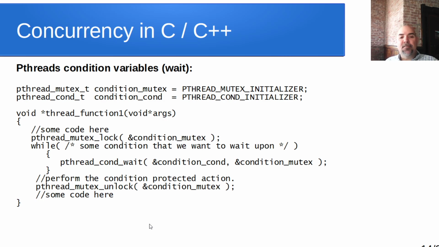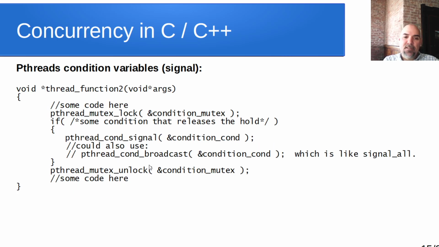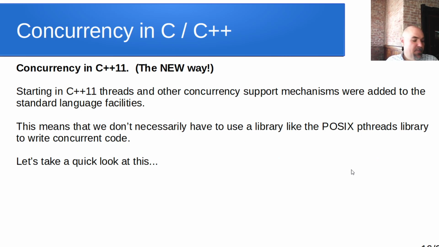Now, let's look at the signal side of this, which is the thing that wakes up or releases this wait. That's going to be the same kind of thing, except we call pthread_cond_signal, and we pass the condition variable. Notice we don't have to pass the lock in here. We can just pass that condition variable in. And notice that there are two versions of this: pthread_cond_signal and pthread_cond_broadcast. Those are basically like signal or signal all that we saw in Python. Same concepts.